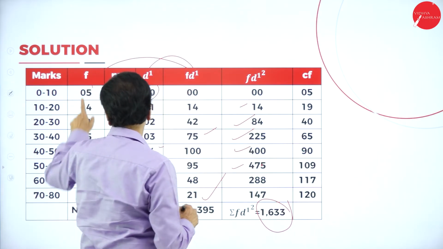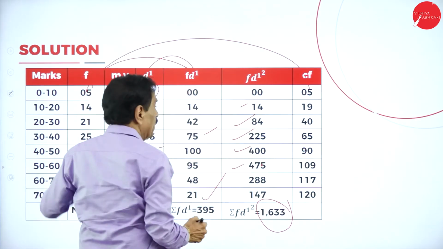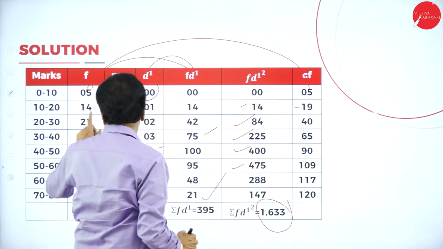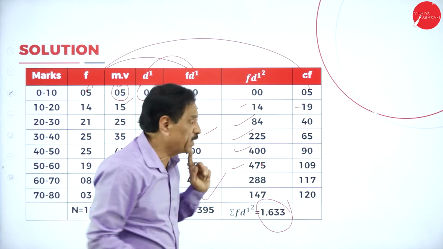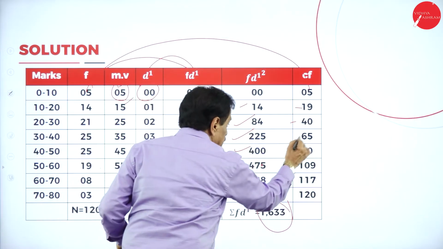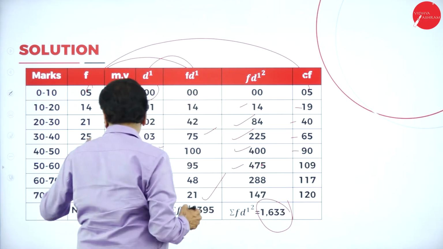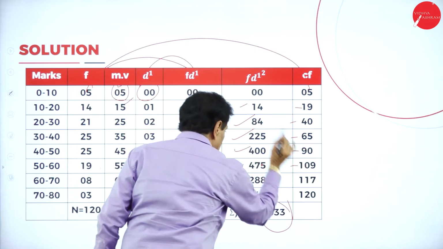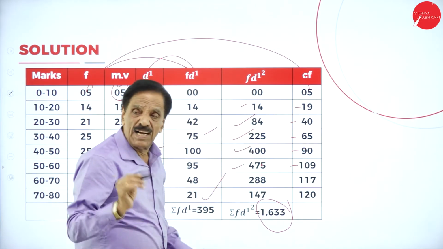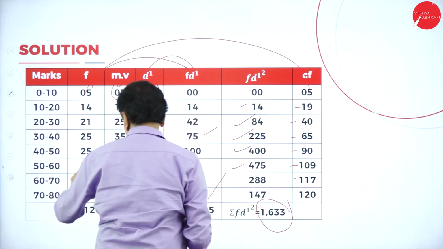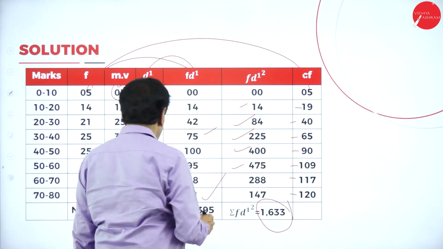Last step, CF, for the sake of median. What is the first frequency? 5, you write. 5 plus 14, 19. 19 plus 21 is 40. 40 plus 25 is 65. 65 plus 25 is 90. 90 plus 19, 109. 109 plus 8, 117. 117 plus 3, 120.